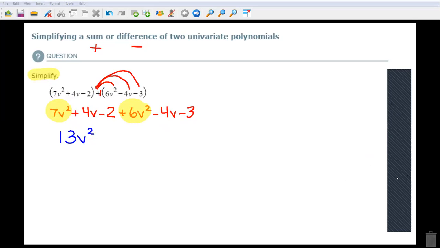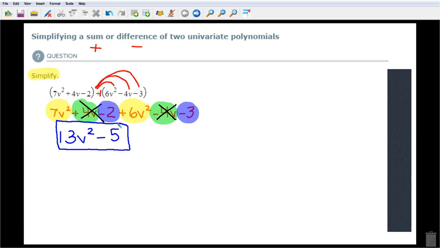Now, something interesting happens here with the v term because we have 4v and we have -4v. When you combine those together, they end up canceling out. 4v and -4v are opposites, so they cancel each other out. The last term you have here is your -2 and your -3. When you combine those two things together, you get -5. And this would be your final answer.